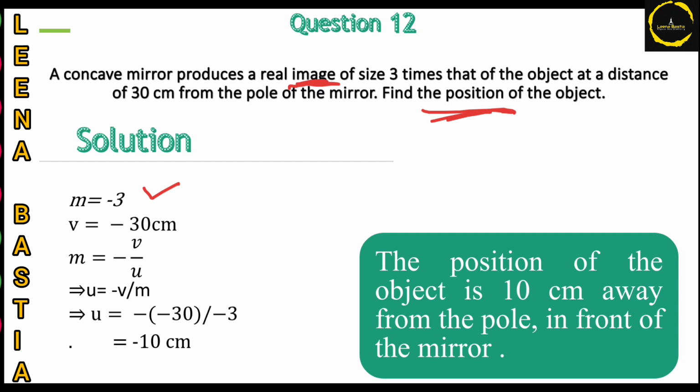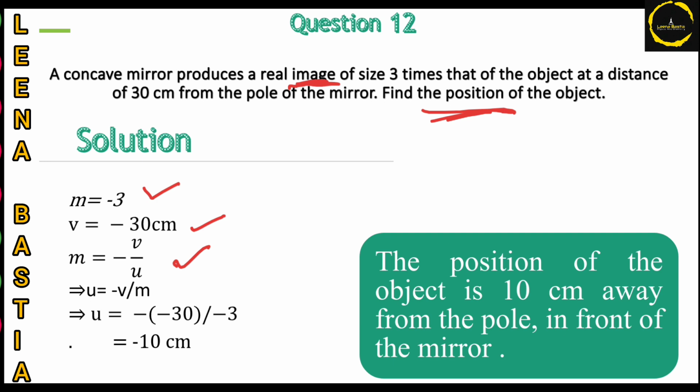So now v equal to minus 30 centimeter. We have already discussed why this is minus. Now we have to find the magnification, because we have to find the position as well. It will be the easiest formula to use, because we don't have the focal length in this question. So you need to use this magnification formula to get the position of the object, that is u.